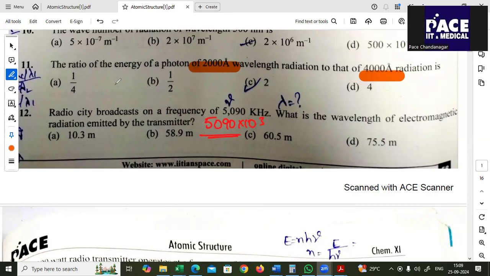Then question number 12, what you have here is Radio City broadcasts at a frequency of 5090 kilohertz given to you. So kilohertz, you will convert it to 5090 into 10 power 3 hertz, which means you are given the frequency and the wavelength has been asked. So nu is equal to c by lambda. Just put the value there, you will get that. Or E is equal to nh nu, which is on the next page.